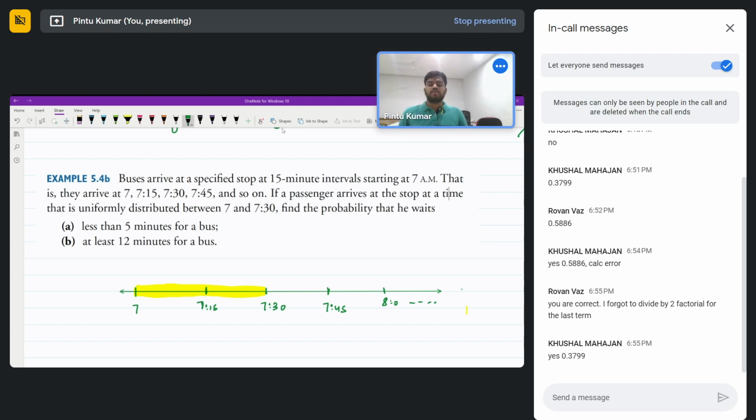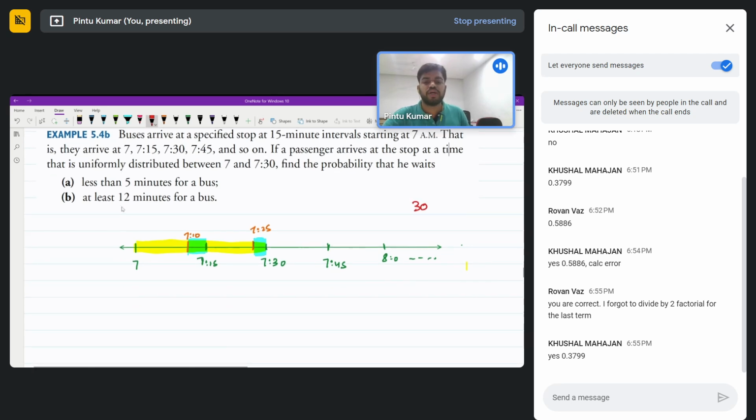Waiting less than 5 minutes would mean that he arrived in this particular area. So either he arrived between 7:10 and 7:15. That's when he would have waited less than 5 minutes. Or he arrived between 7:25 and 7:30. If he arrives in these two portions, then only he waits less than 5 minutes, right? So between 7 and 7:30, how many minutes are there? There are 30 minutes.